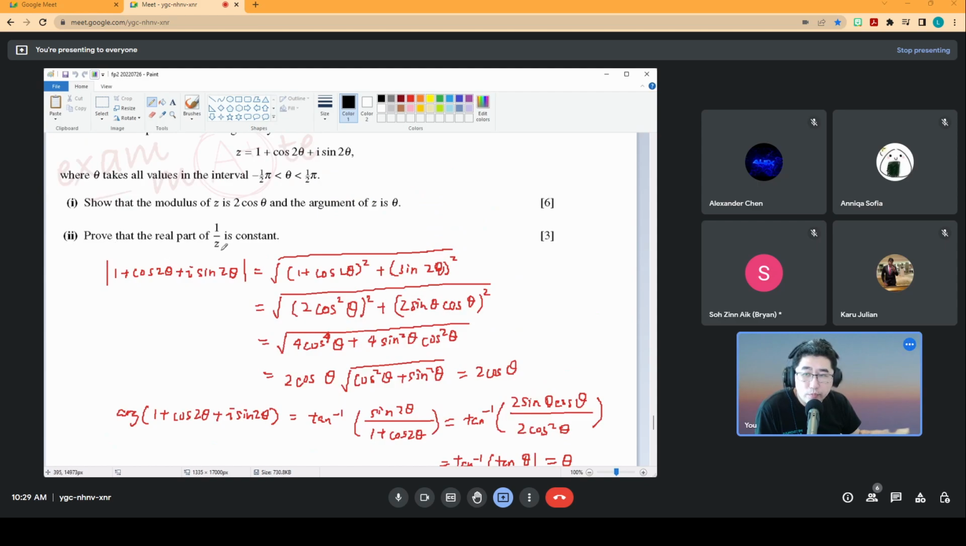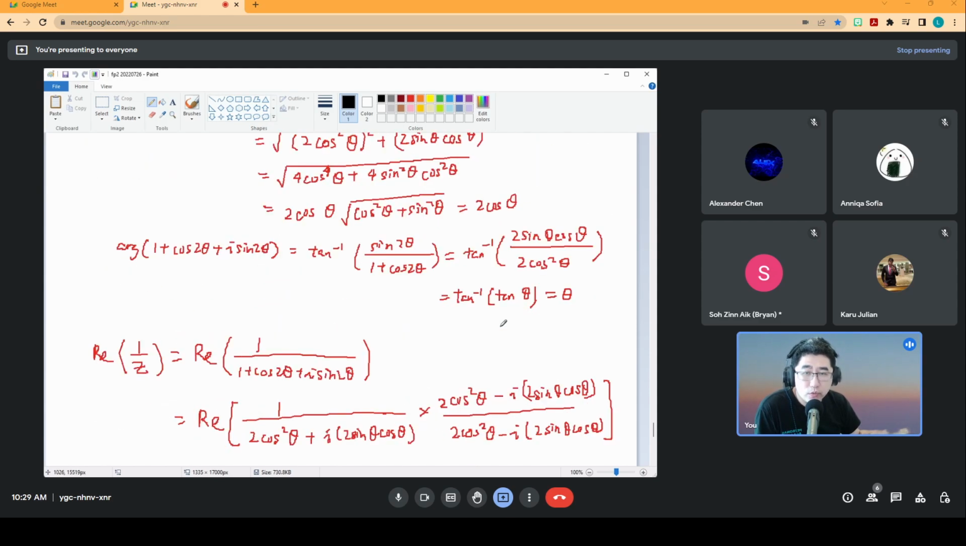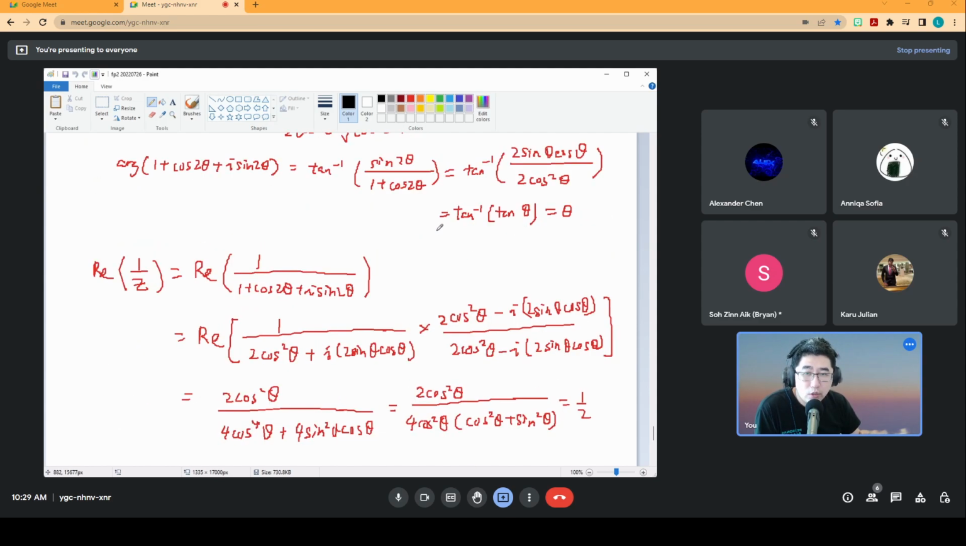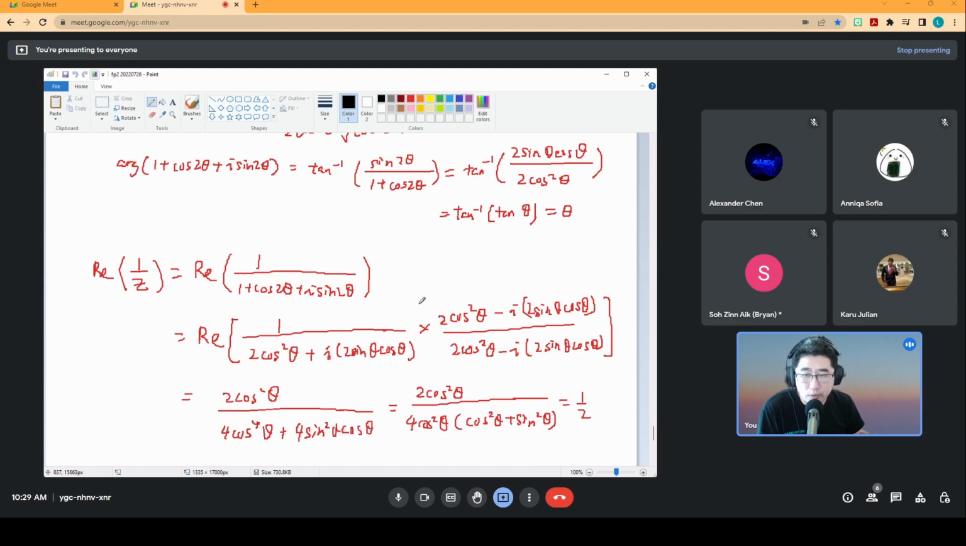And prove that the real part of 1 over z is a constant. So do the calculation. Multiply by the complex conjugate. Then we solve the equations, everything. Then you have 1 over 2. Of course, the working actually looks very long. This is the part that I say sometimes students are required to write the working in 2 pages. This will be the type of questions.